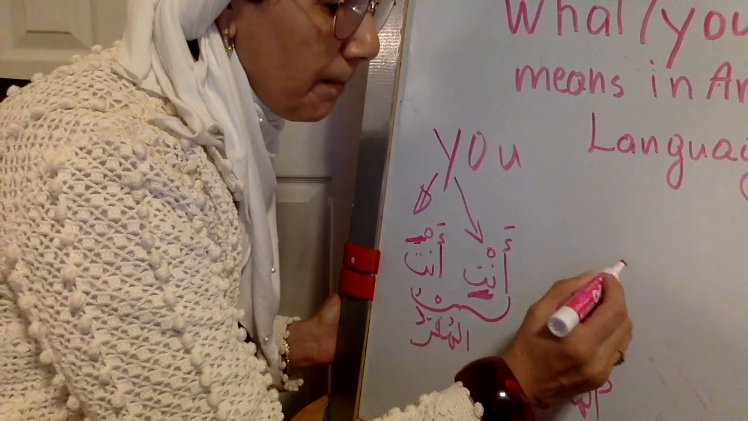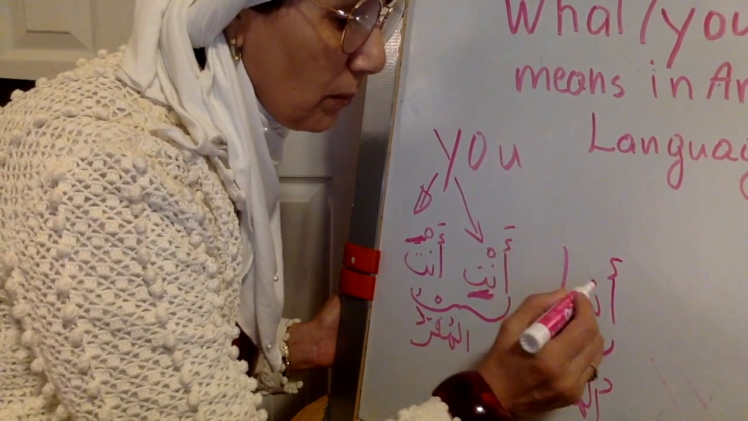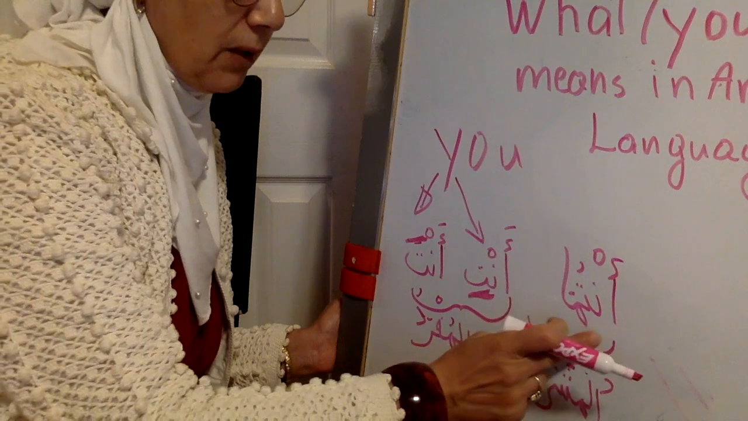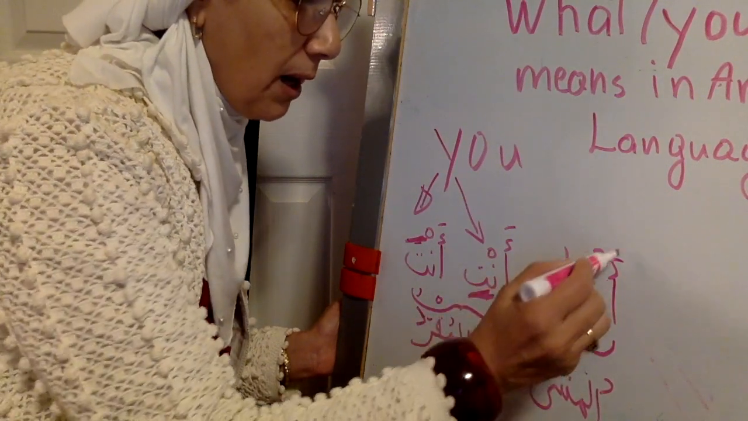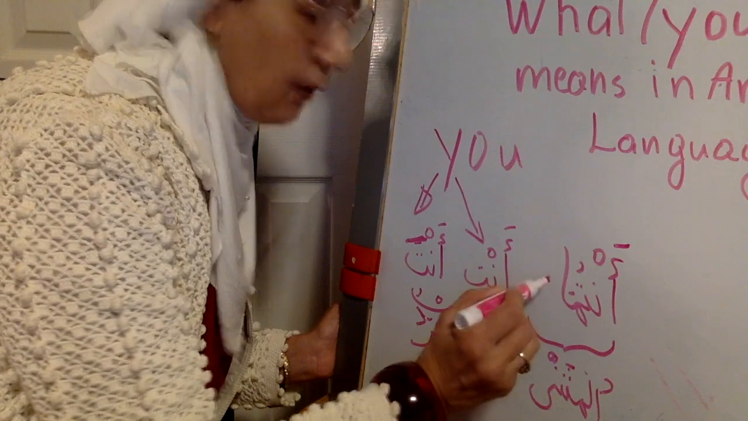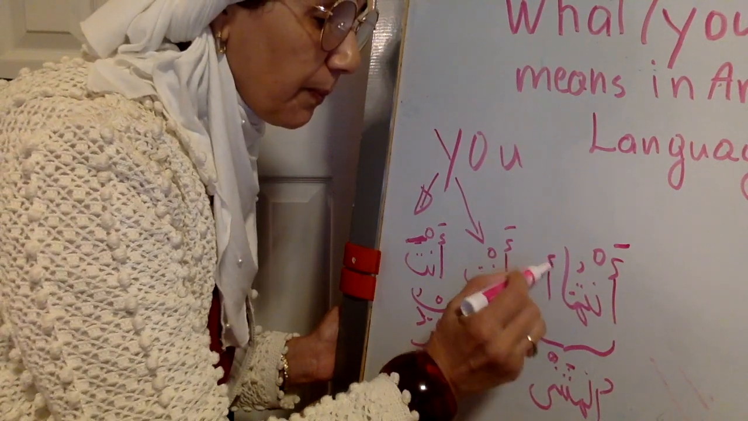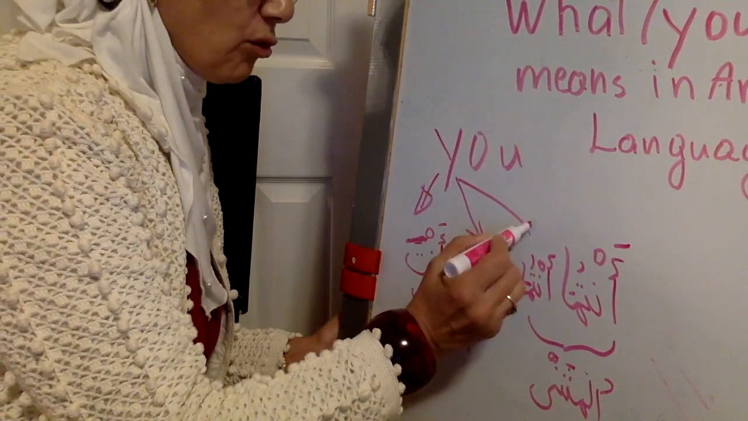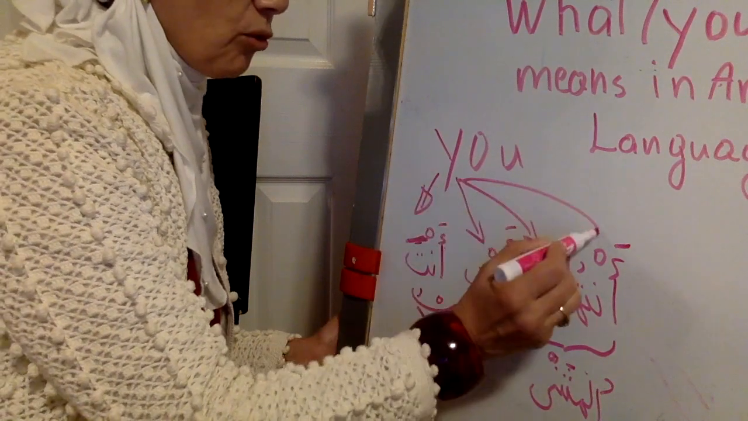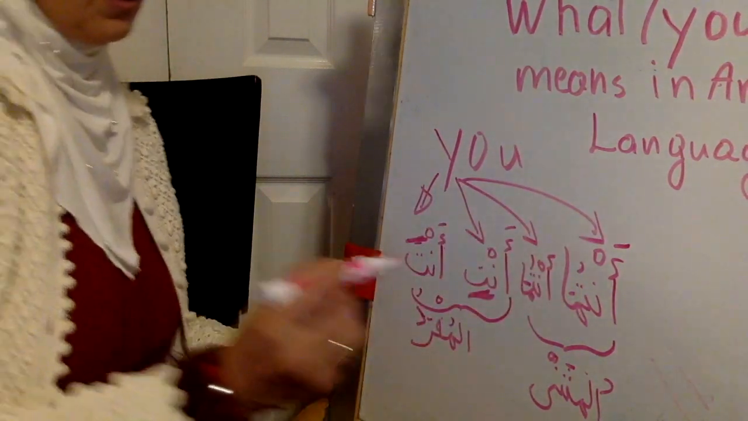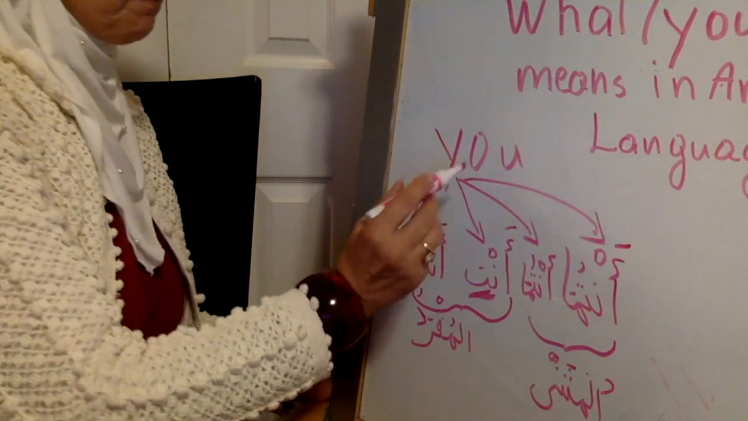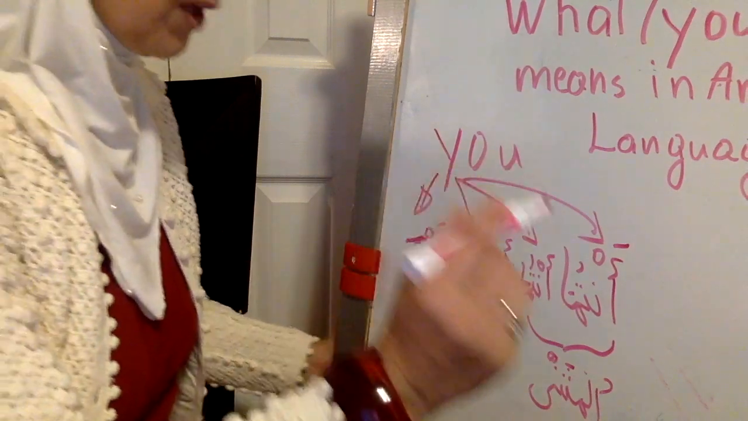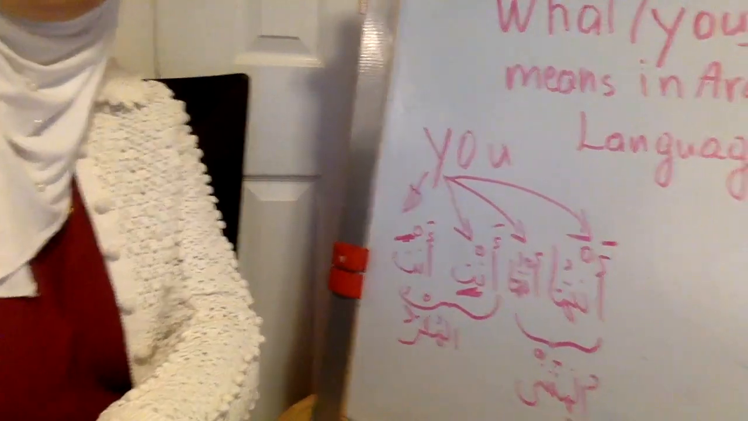Antuma. The muthanna of female is antuma. Al-muthanna of a male is antuma also. So we have antuma for male, antuma for female. All those in English, you can use only you. Let's go to al-jama. Can you see?